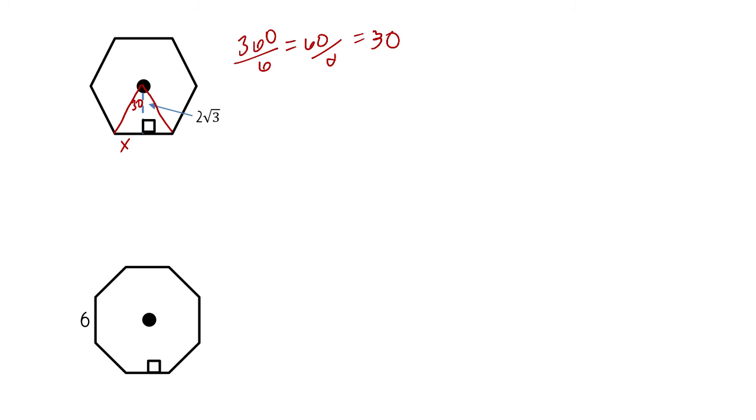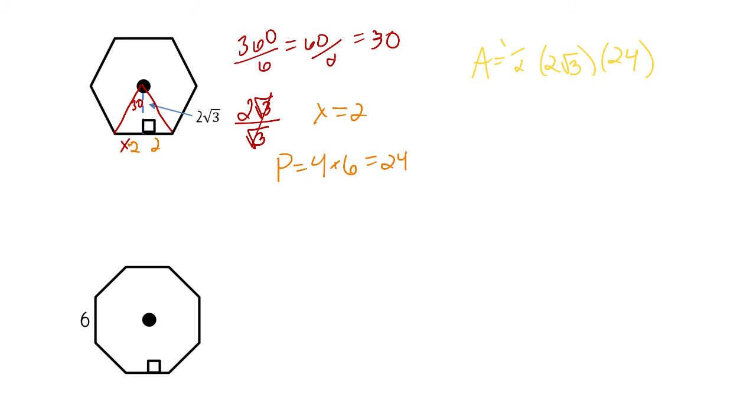If I have a long leg and I want a short leg, I divide by the square root of 3. Square roots of 3 cancel, and I'm left with X is 2. That means the whole side is 4. And for the perimeter, we do 4 times 6. That's 24 units. So now we have everything we need to figure this out. The area is 1/2 the length of the apothem times the perimeter. That means our area is 41.60 units squared. Sorry, that 6 is crazy. I changed my mind about the answer mid-writing.